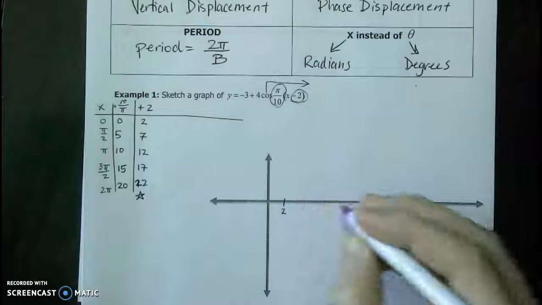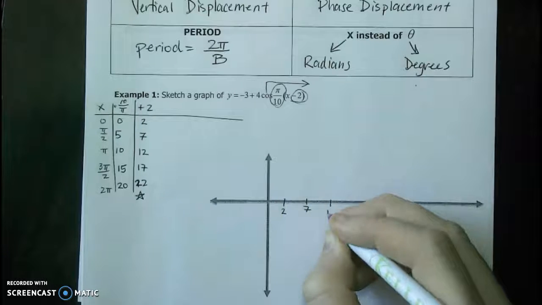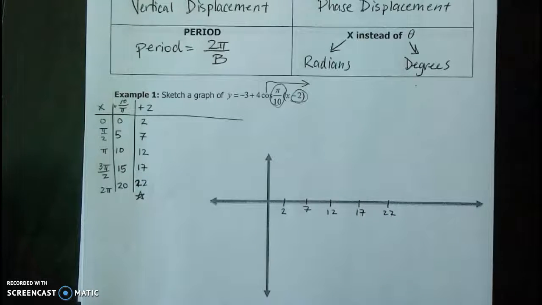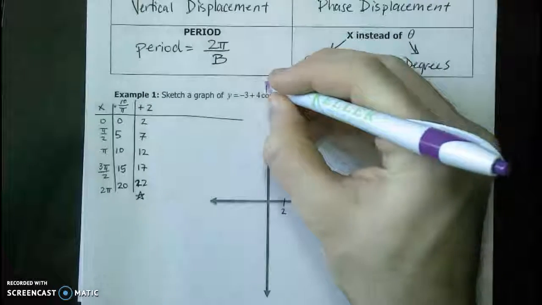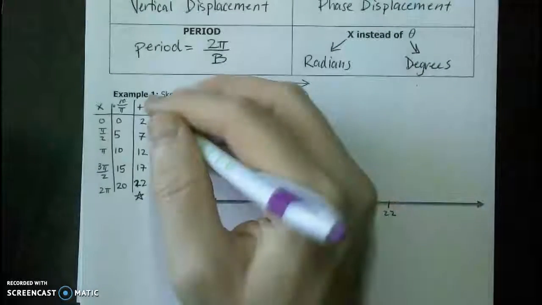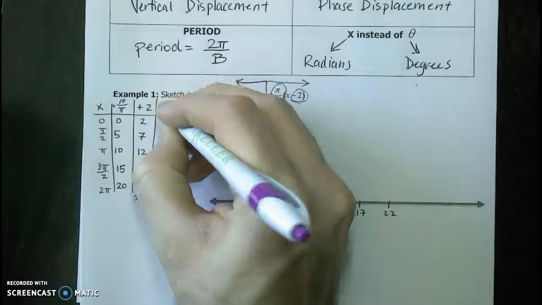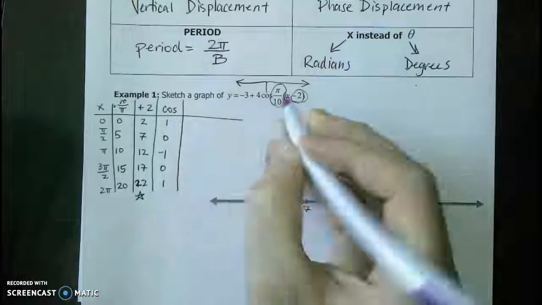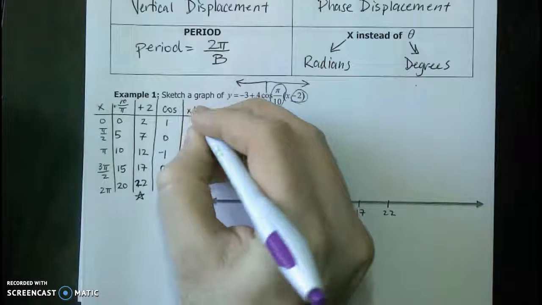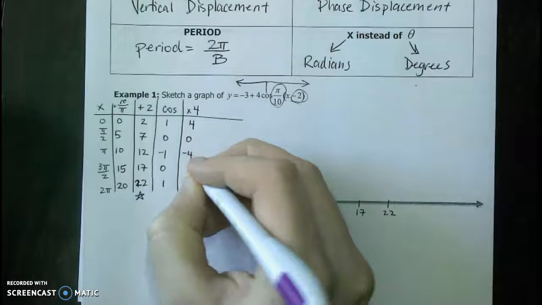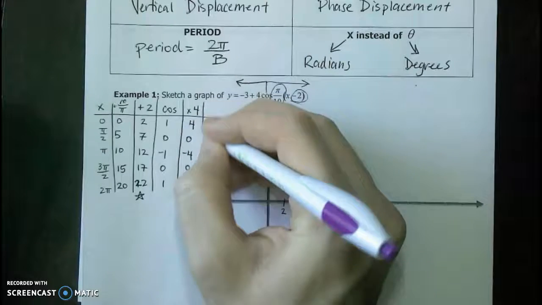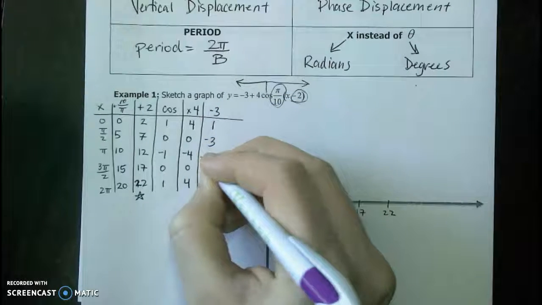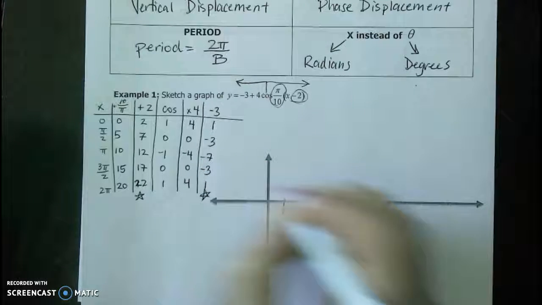Let's just go ahead and do that. So that'll be one full cycle for the sinusoid. Now we're going to go back to cosine and go to the left. So we're going to start with our cosine values: 1, 0, negative 1, 0, 1. Then we're going to multiply those by 4. Then we're going to subtract 3 from all those. These are the y values we're going to graph.